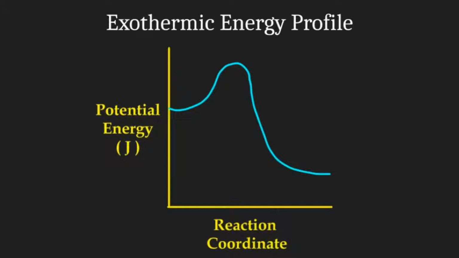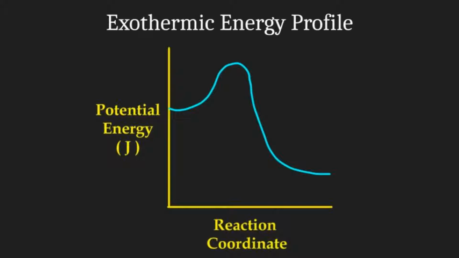You'll realize that on our x-axis we have the reaction coordinate. That's just a fancy term for how far into the reaction we are, almost like time. And on the y-axis we have the potential energy, measured in joules.